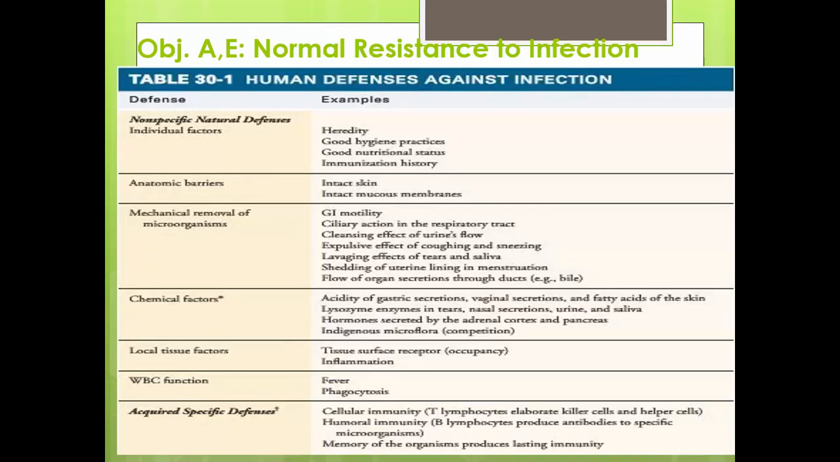So what's our normal resistance? Well, the big one is intact skin. This is the first line of defense against infection. Normal skin flora protect us against harmful bacteria. Leukocytes, which are your white blood cells, and the inflammatory response are the second line of defense against infection. The inflammatory response is a nonspecific response to tissue injury.